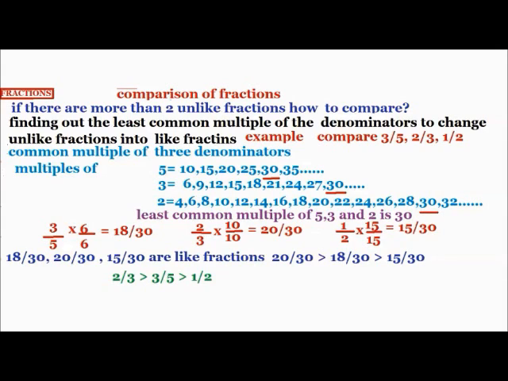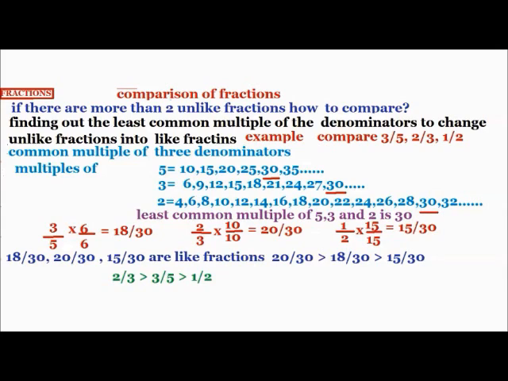Find the least common multiple of the denominators to change the unlike fractions into like fractions. Example: 3/5, 2/3, 1/2. Now we have to find the common multiple of the three denominators. Multiples of 5: 10, 15, 20, 25, 30, 35. Multiples of 3: 6, 9, 12, 15 and so on. Multiples of 2: 2, 4, 6, 8, 10 and so on. So the least common multiple of 5, 3 and 2 is 30.